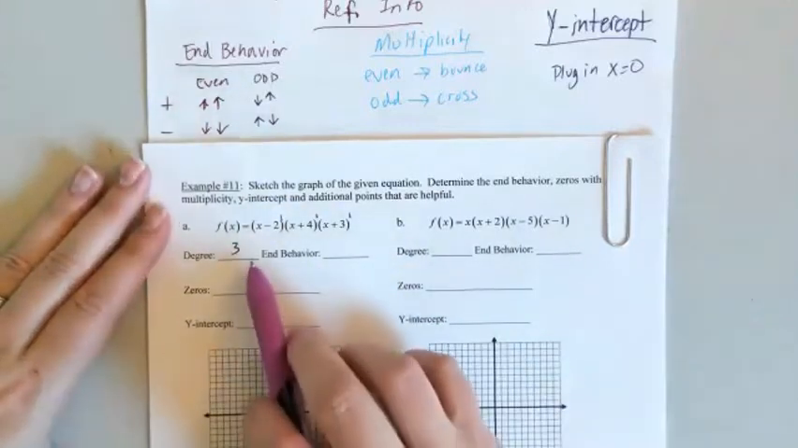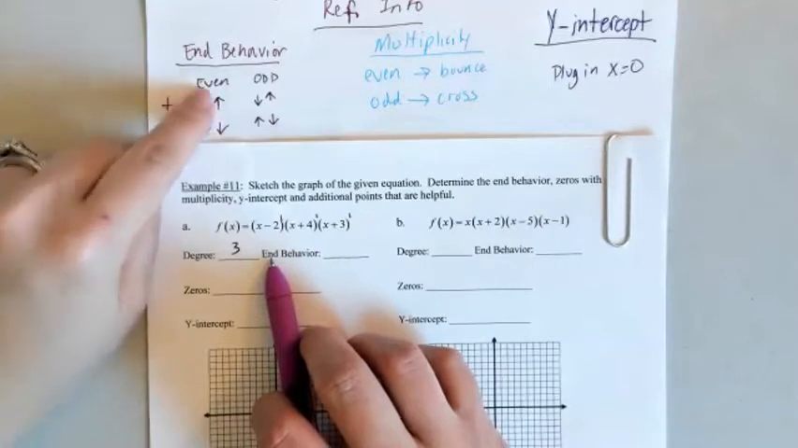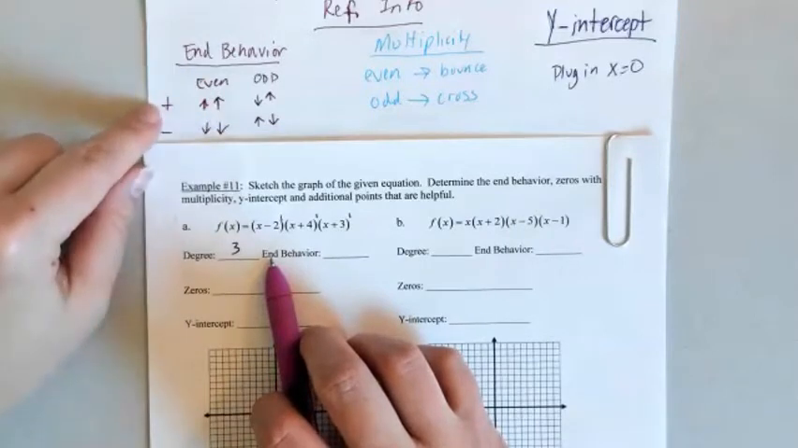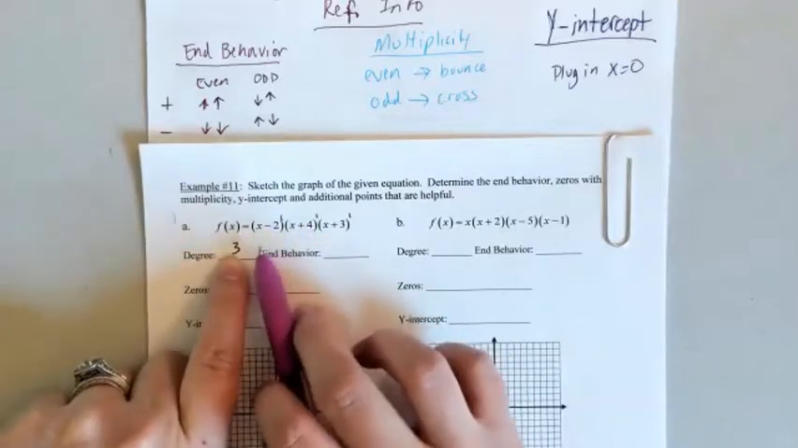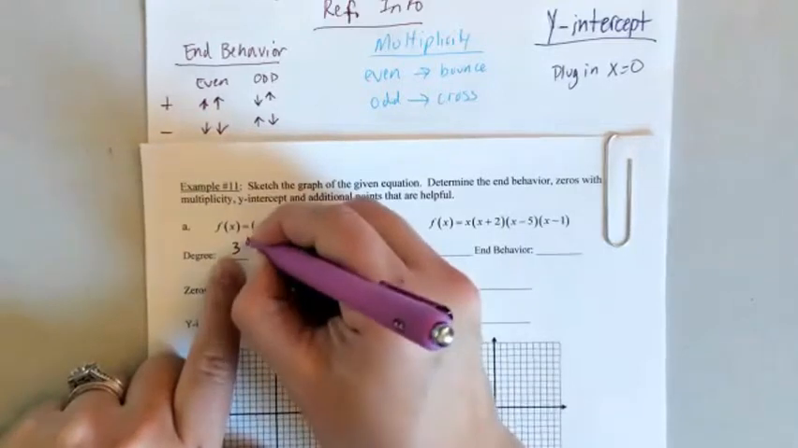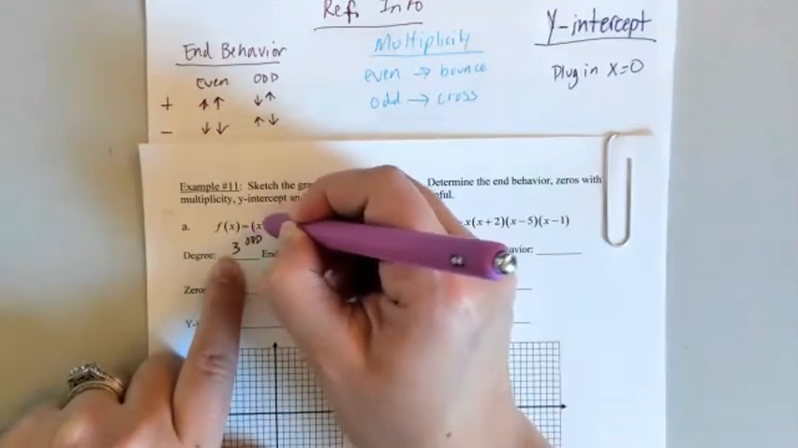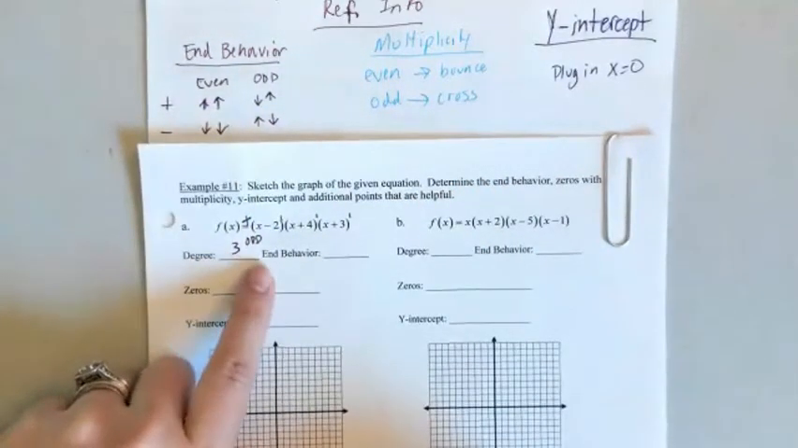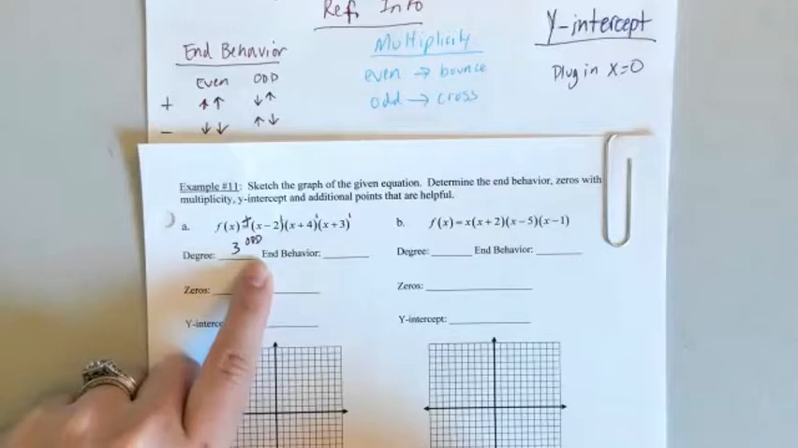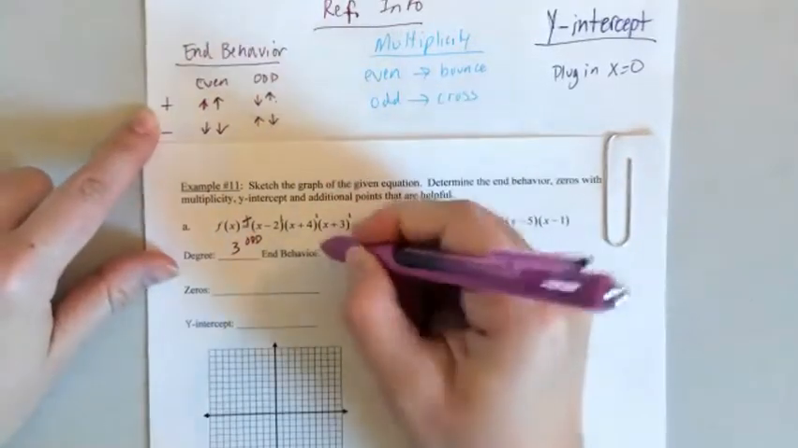All right, let's talk about end behavior. Remember, end behavior was based on the degree of the polynomial and the sign of the leading coefficient. So the degree here, because it's a degree for the polynomial of 3, that's an odd degree. And then because there isn't a negative up front, if you were to multiply that all through, it would have a positive leading coefficient. So it's an odd positive polynomial. So odd positive is down up.